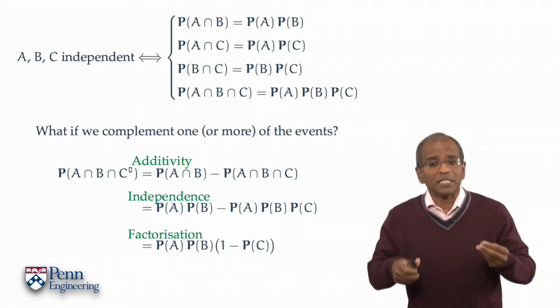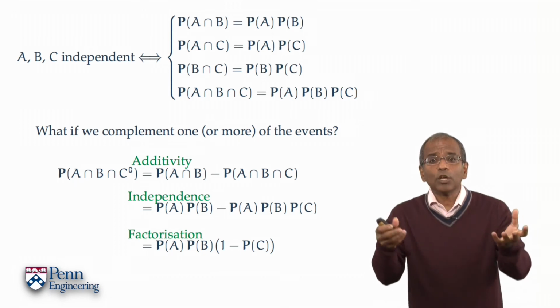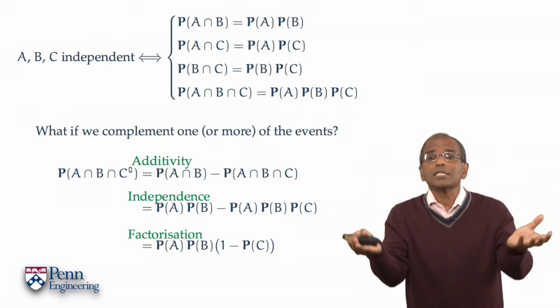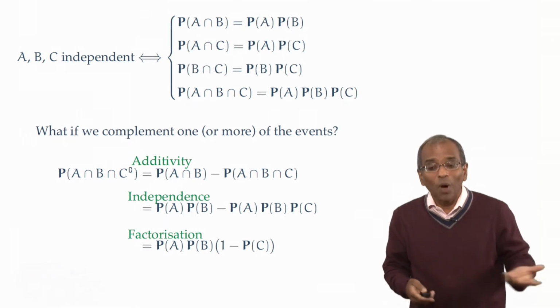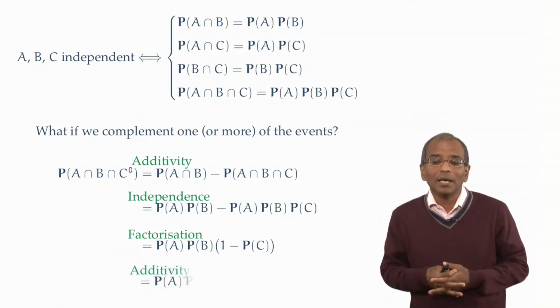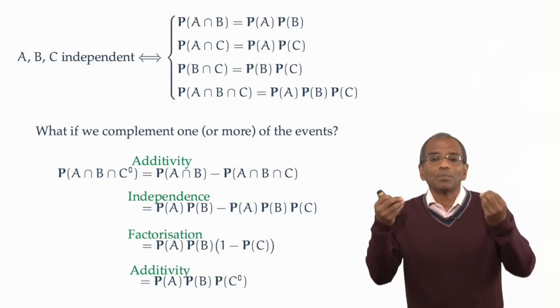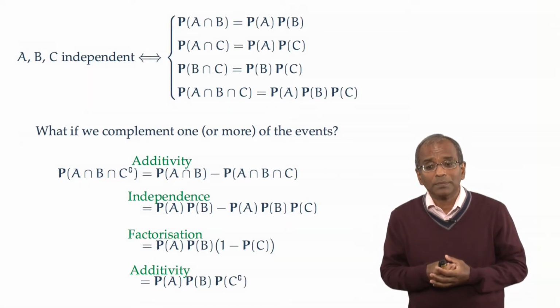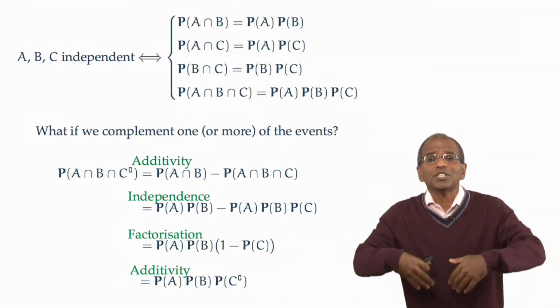Aha! But additivity rides to the rescue yet once more. C and C complement partition the entire sample space. And therefore, the sum of the probabilities of C and C complement is 1, or in other words, 1 minus the probability of C is exactly identified with the probability of C complement. And there you have it. A rule of products magically emerges again.